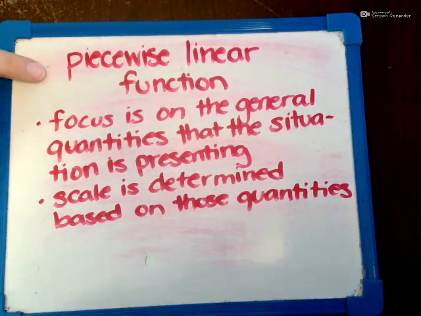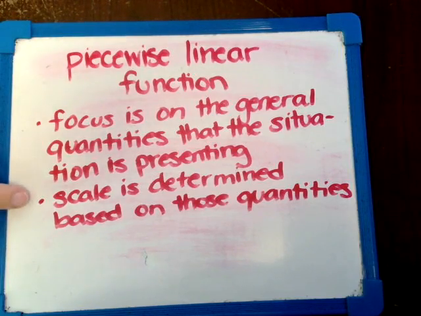In a piecewise linear function, the focus is on the general quantities that the situation is presenting, and the scale is determined based on those quantities. Linear functions represent one relationship between two quantities. Piecewise linear functions represent a combination of linear functions.